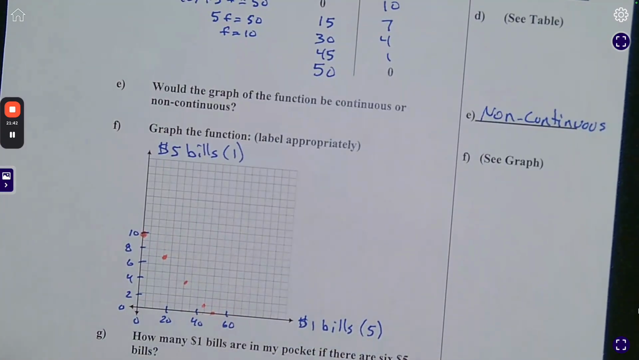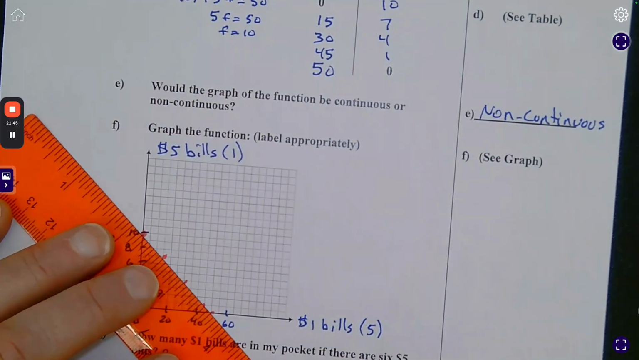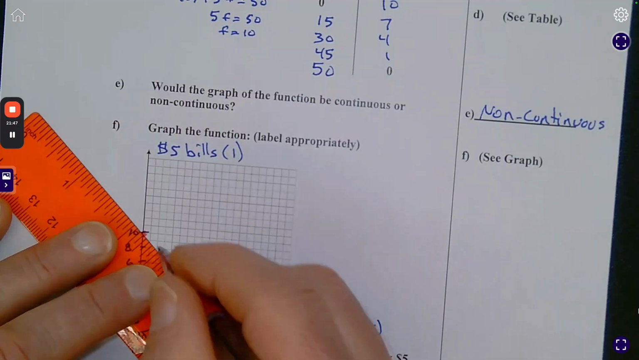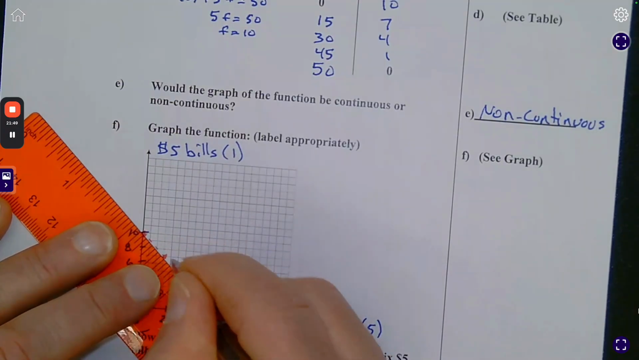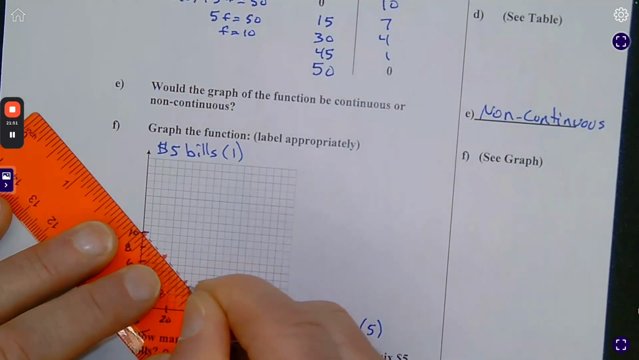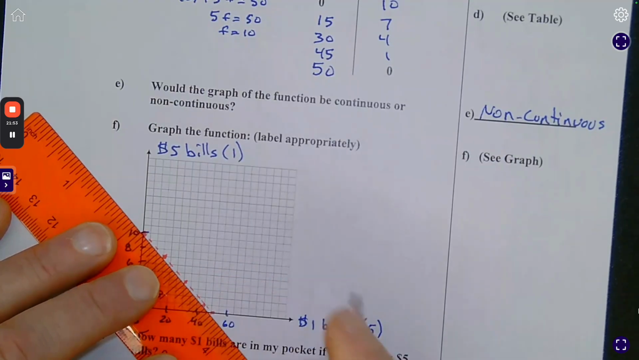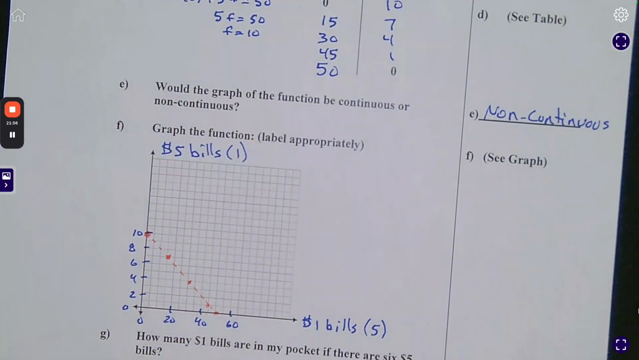Okay, let's graph it. Remember, it's non-continuous, so I'm going to do a dashed line. Boom, boom, boom, boom, boom, boom. That's it. Okay, how many $1 bills are in my pocket if there are 6 $5 bills?